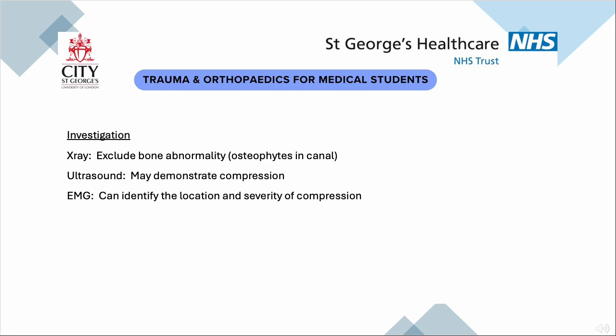The first investigation is an X-ray just to exclude any obvious bony abnormality, and an ultrasound may demonstrate compression. It also may confirm the diagnosis of an unstable nerve, if that's what you suspect. Ultimately, an EMG can identify both the location and the severity of the compression, and is a good indicator of the potential outcome if you were to operate on it.